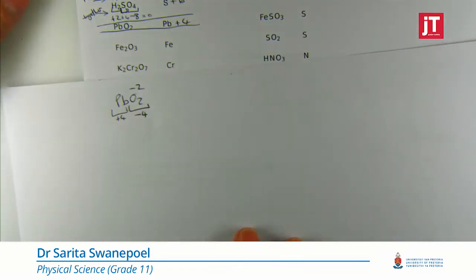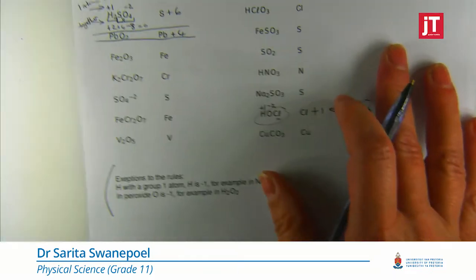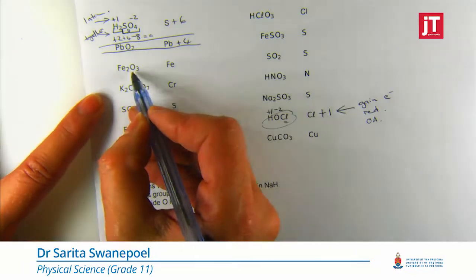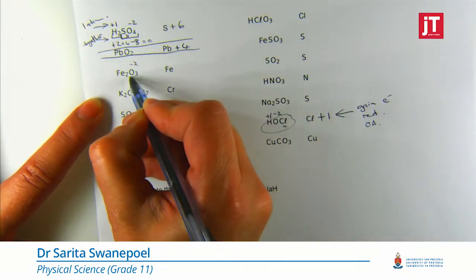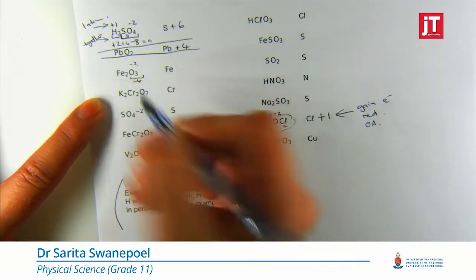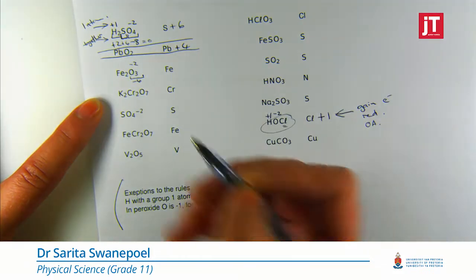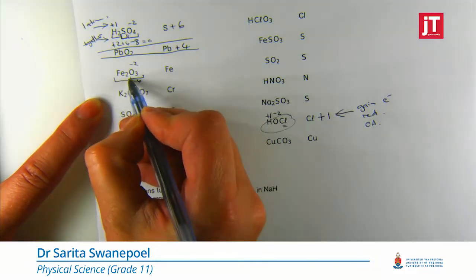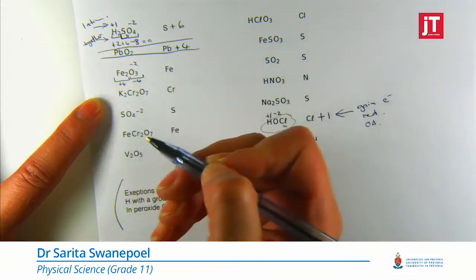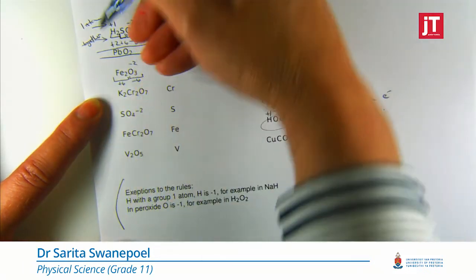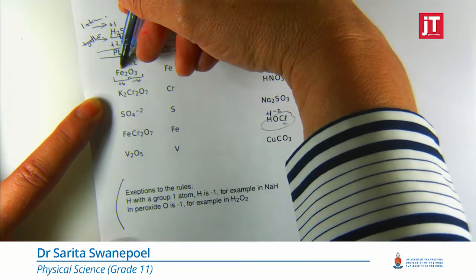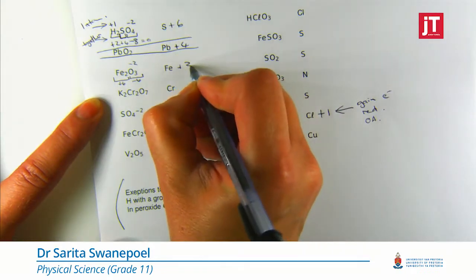Go on. Iron oxide. If you look at this iron, oxygen being a -2, 3 oxygens together will be -6. So the 2 irons together should be +6. So what is the oxidation number for one iron? One iron should be +3.